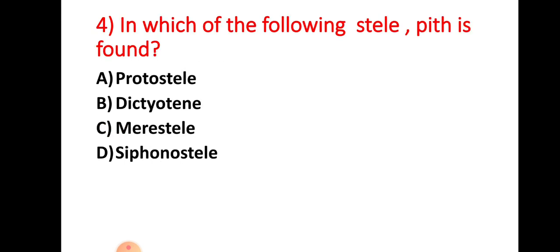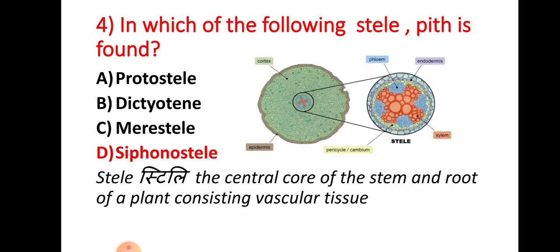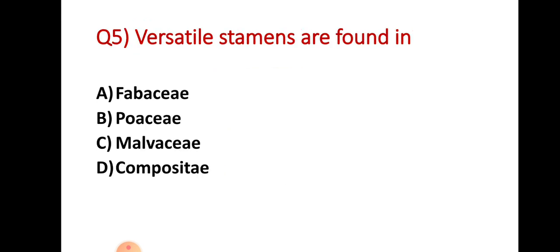In which of the following stele pith is found? Stele pith is found in, we know that stele pith is found in option choice D, Siphonostele. So right answer for question number 4 is option choice D. This stele is the central core of stem and root of a plant which consists of vascular tissue. Now let's see question number 5.